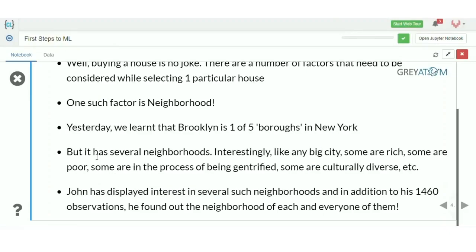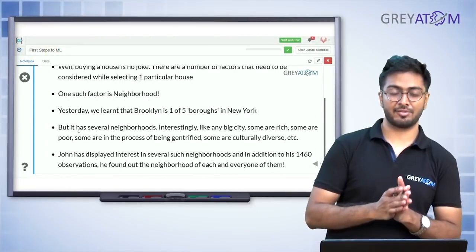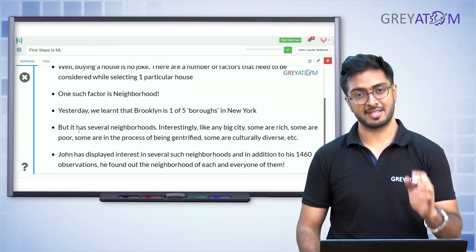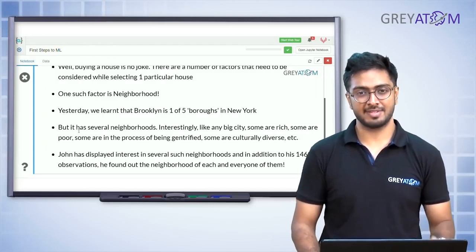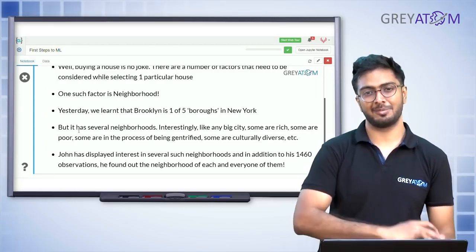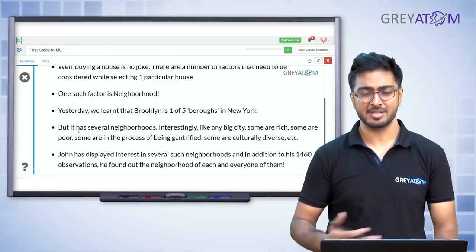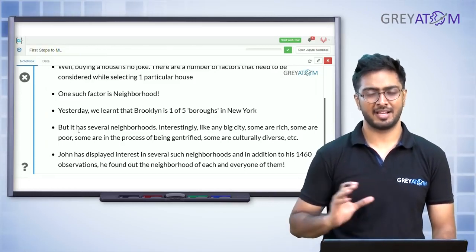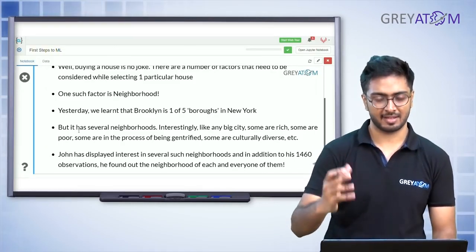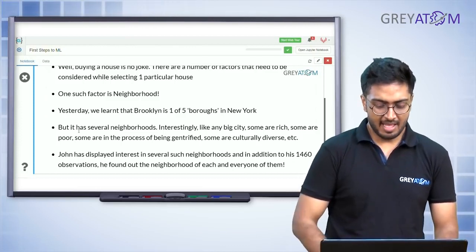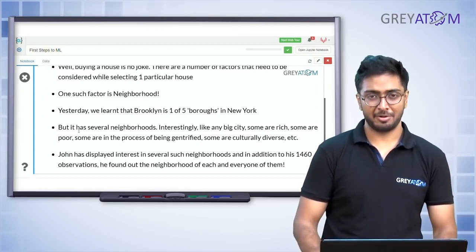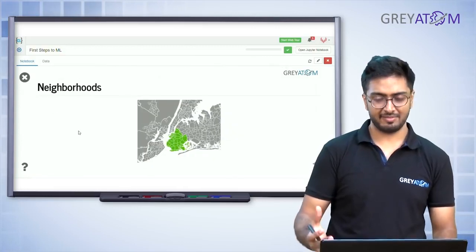John has displayed interest in several such neighborhoods, and in addition to his 1460 observations, you remember these 1460 observations from the previous session, right? John was looking through New York prices and he found this population of 1460 houses, and we found the mean and the median of those. You remember that, right? We looked at these 1460 houses and their corresponding prices, and he found out the neighborhood of each and every one of them. Fair enough, this is what we have done.